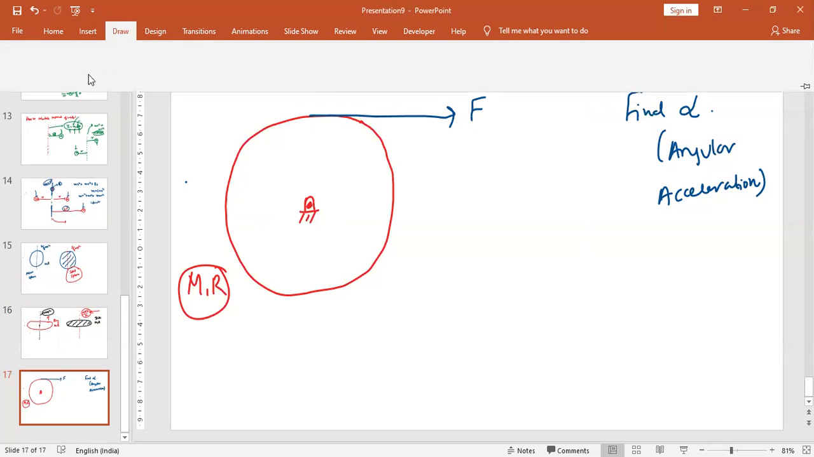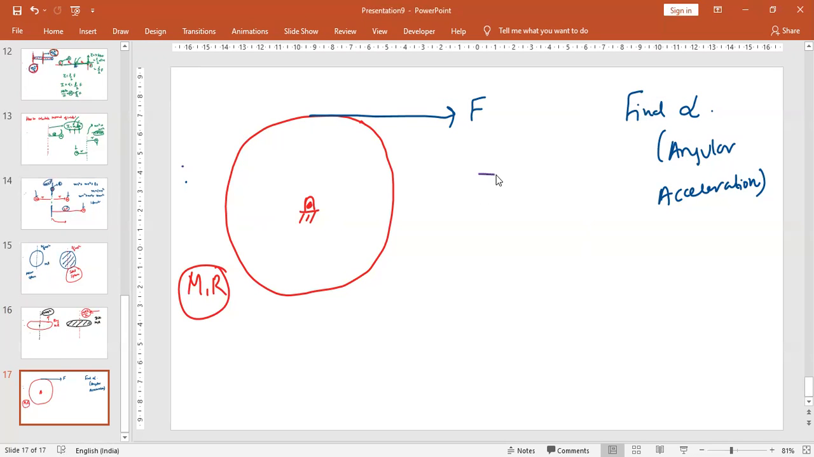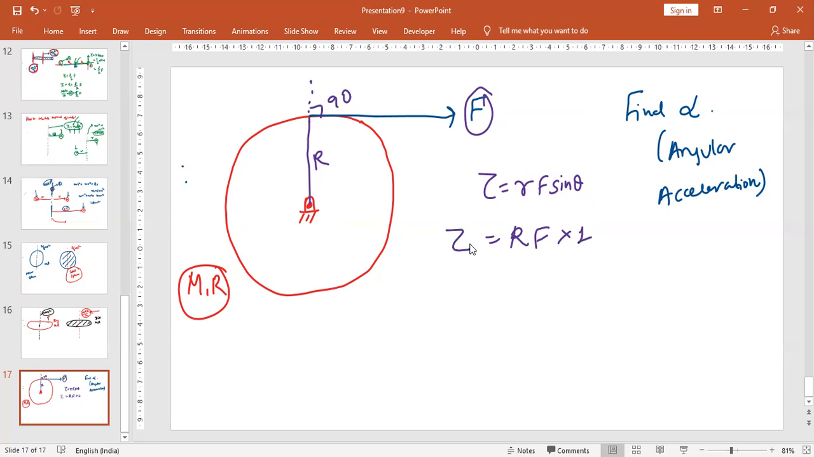Ram, can you try? To calculate alpha, first you have to calculate torque. Torque will be given by R F sine theta. R will be this distance, F is the force, and the angle is 90 degrees, sine 90 is 1. So this is your torque.